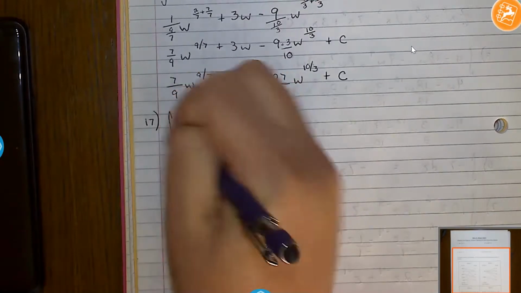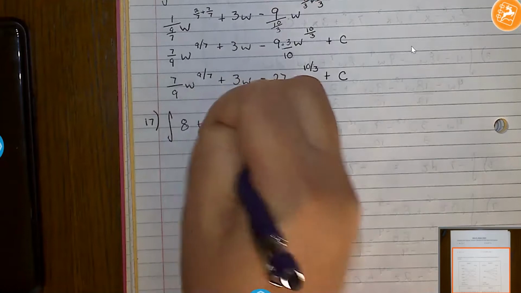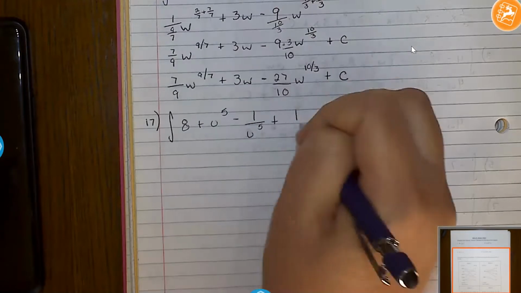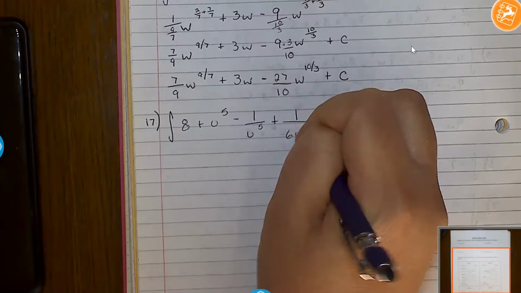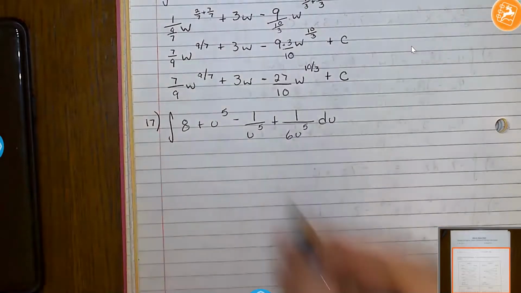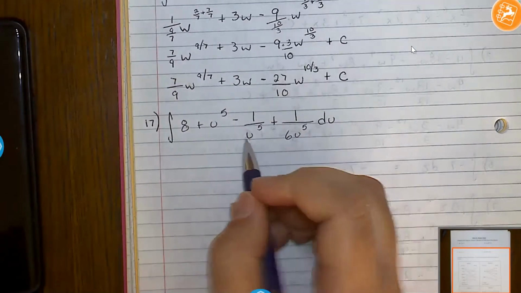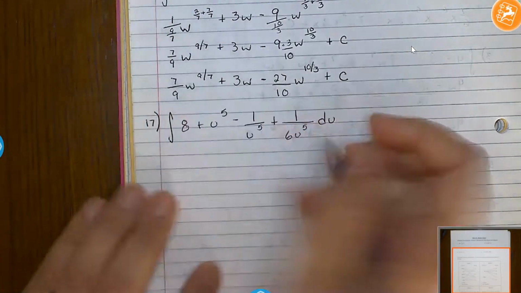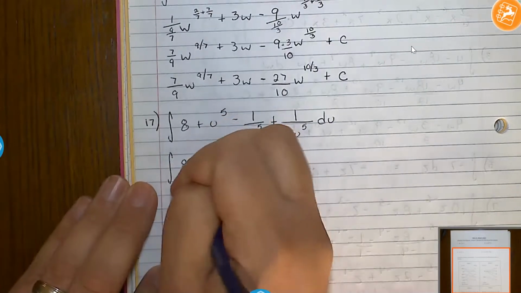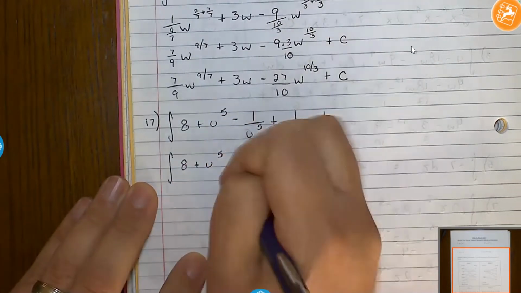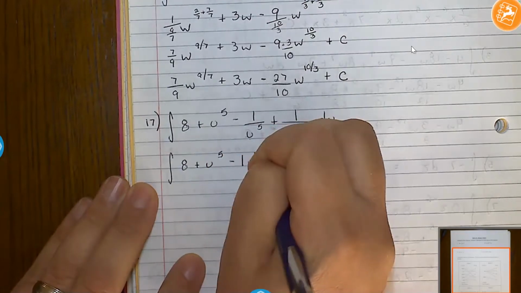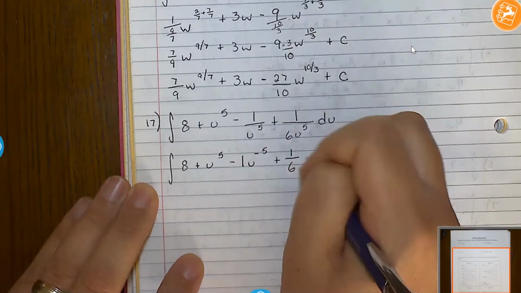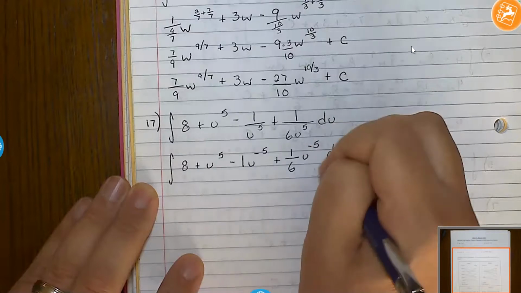Number 17, I have the integration of 8 plus u to the 5th minus 1 over u to the 5th plus 1 over 6u to the 5th du. Okay. Because I have our variables in the denominator, I have to move them up to the numerator. I have to rewrite this. So this is going to be the integration of 8 plus u to the fifth minus 1u to the negative fifth plus 1/6. That 6 still stays down, u to the negative fifth du.